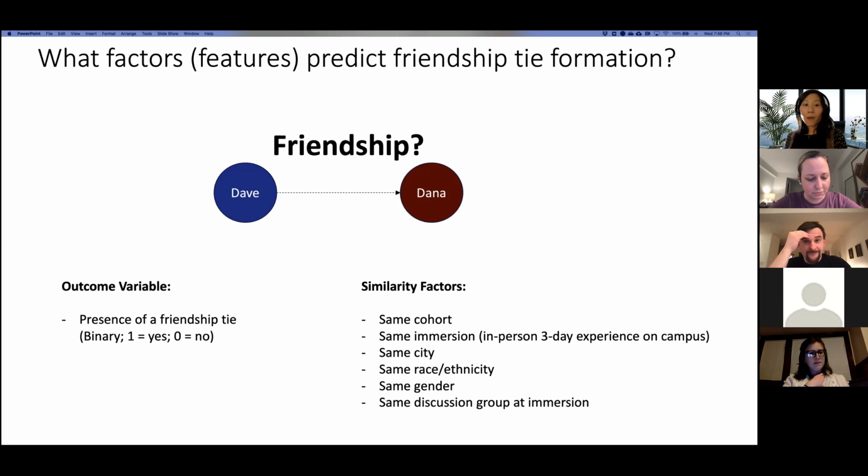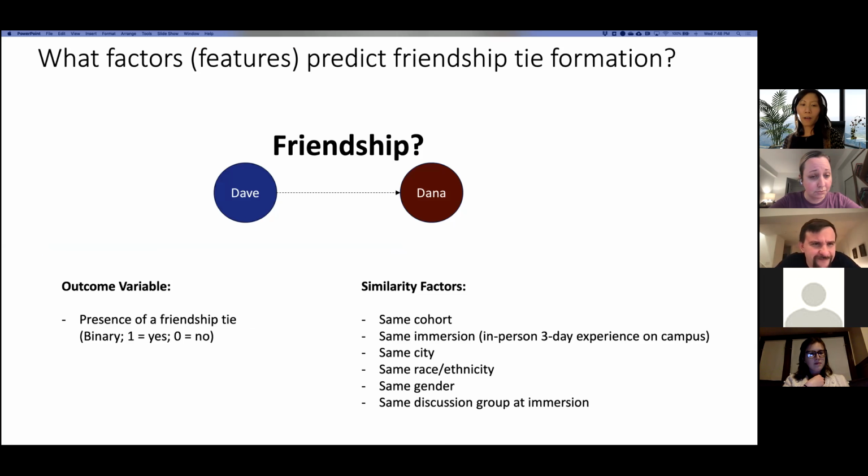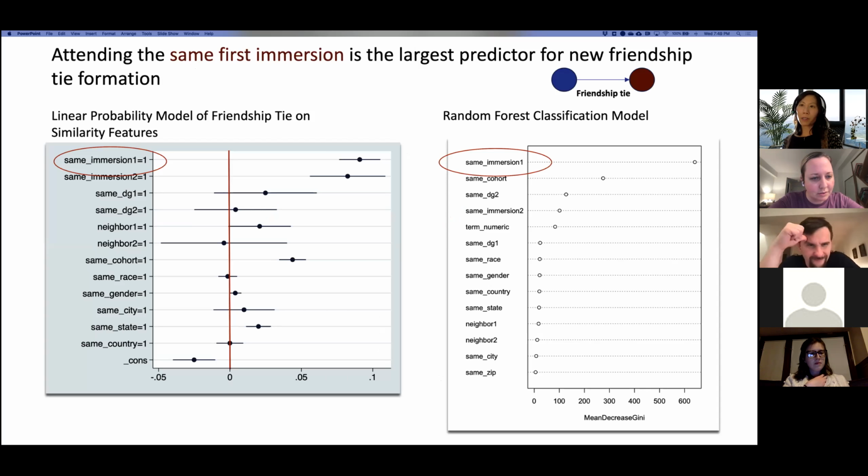And so what we found, after examining all these sorts of factors, and by the way, all of these similarity factors are things that prior research has shown to be important for predicting tie formation, is that attending the same immersion and having that 3-day face-to-face experience with one another on campus was the biggest factor that predicted whether or not someone thought that they were friends with each other, which kind of tells you something.